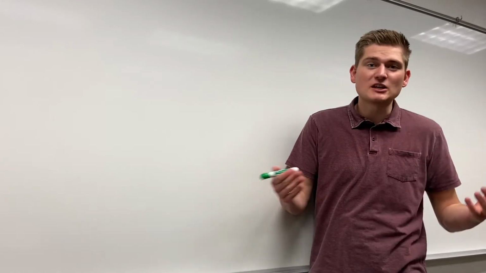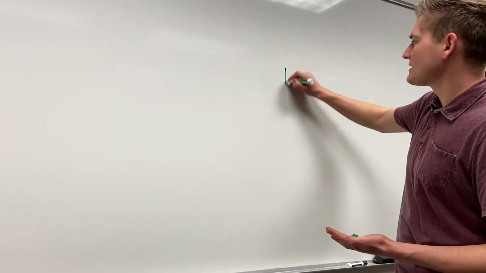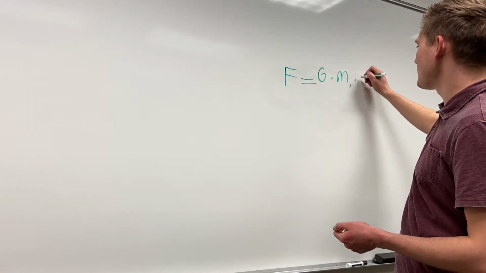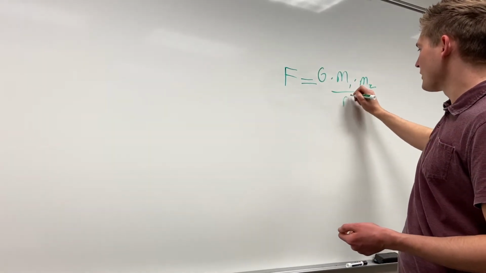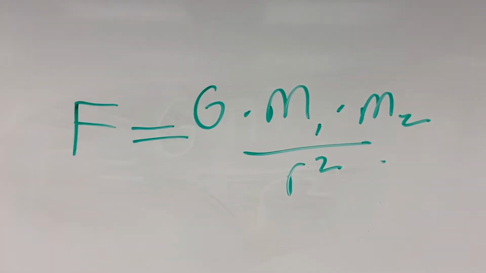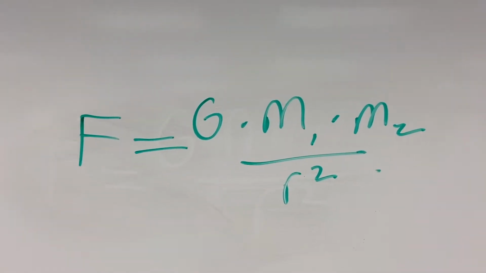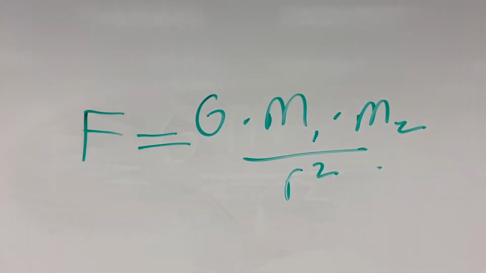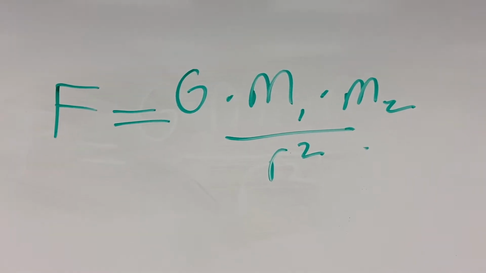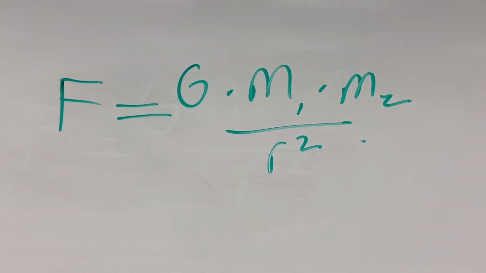One of Newton's most important contributions has to be Newton's law of universal gravitation. This law in equation form is F, force, equals G, the gravitational constant, times mass 1 times mass 2, all over the distance squared between those objects. Now you might ask yourself, what exactly does this equation mean? If we look at it, we see that as we change mass, the force will increase or decrease linearly, whereas if we change the distance between those objects, force will increase or decrease exponentially.